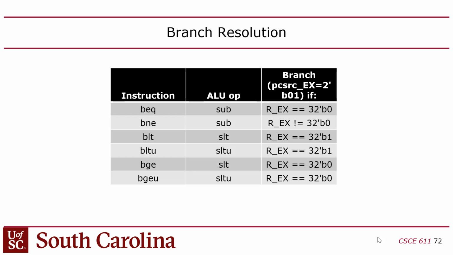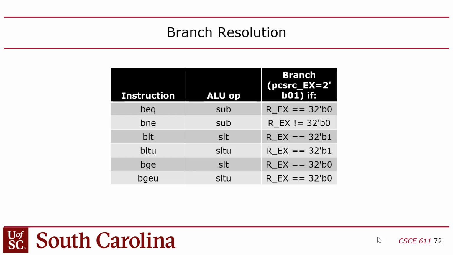Why? Because there's only 2 branches, branch if equal and branch if not equal, and both of those take 2 inputs, right? So you take those 2 inputs, you subtract them, and if the result is 0, then they're equal. And so you use the 0 flag from the ALU to determine that. So that's all they do.